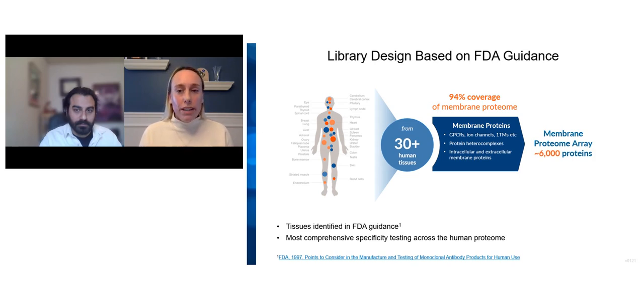And so our MPA, like I said, has about 6,000 proteins. It covers 94% of the membrane proteome. It also includes additional heterocomplexes. And then recently, we have developed an additional library, a secreted proteome library. This includes an additional 1,200 secreted or soluble proteins. And together, these two libraries now represent truly the most comprehensive testing of specificity across the human proteome. So by screening against both these libraries, you can test for binding against any protein that an antibody therapeutic given to a person could potentially encounter in that person.